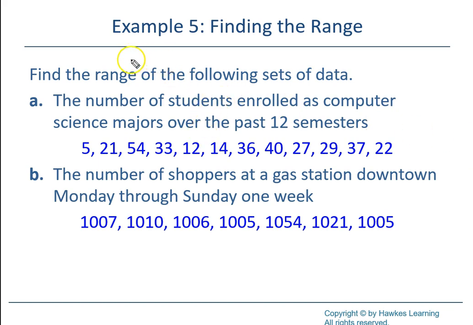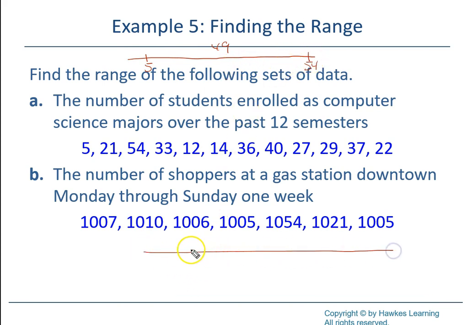But let's just put this on a number line here. This is the number line. And here we have a 5. And here we have a 54. And the range then, as we said, was 49. So our numbers here are rather small.